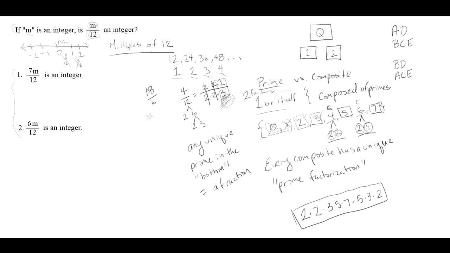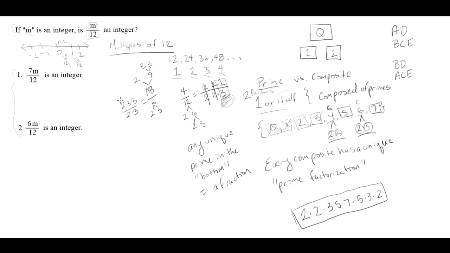Well, let's say you're not as good at your times table as this next person. What's the prime factorization of 18? Well, I've got a 2 and a 9, and the 9 goes to 3 times 3. What about 6? 6 goes to 2 times 3. So 18 over 6 is equal to 2 times 3 times 3 over 2 times 3.